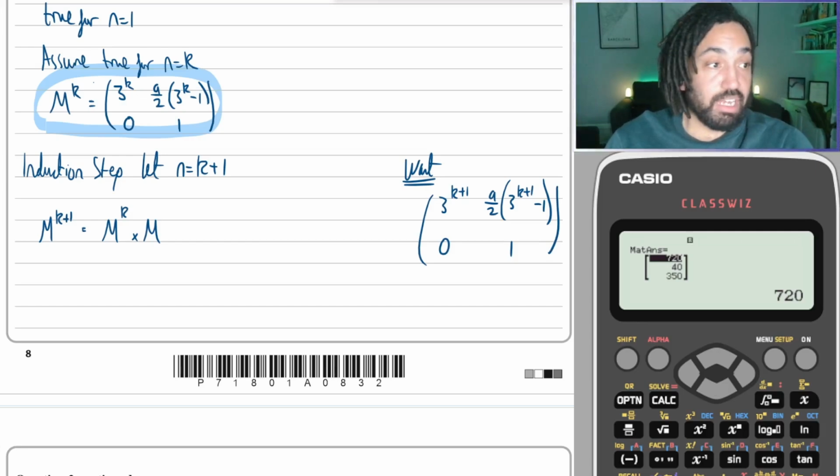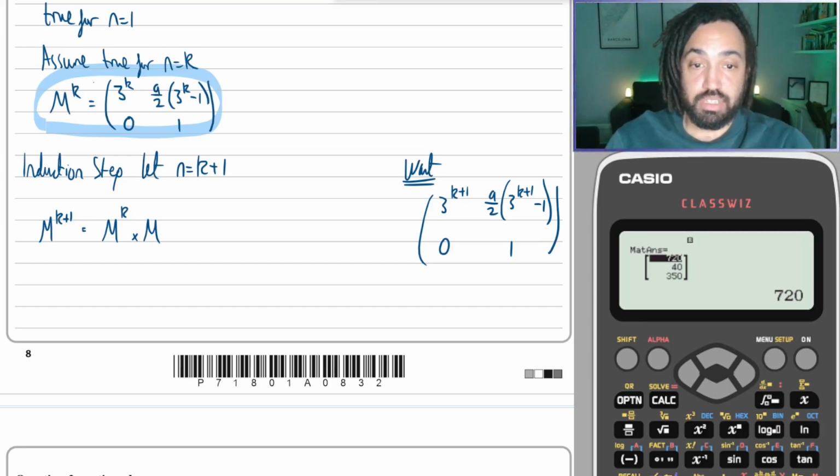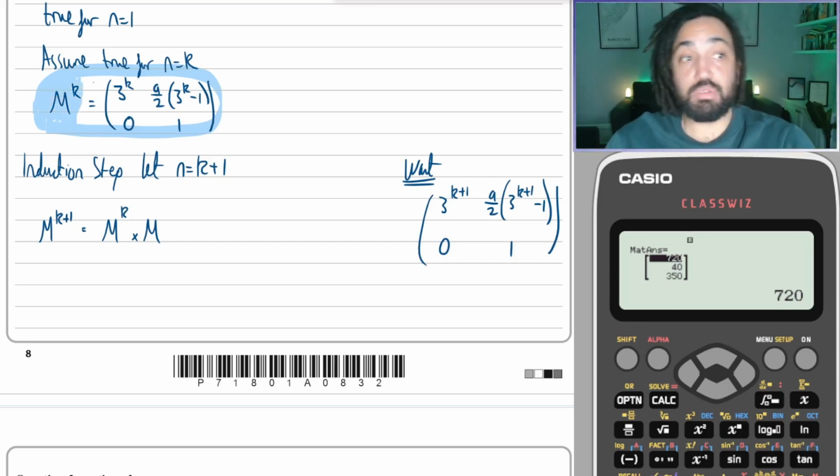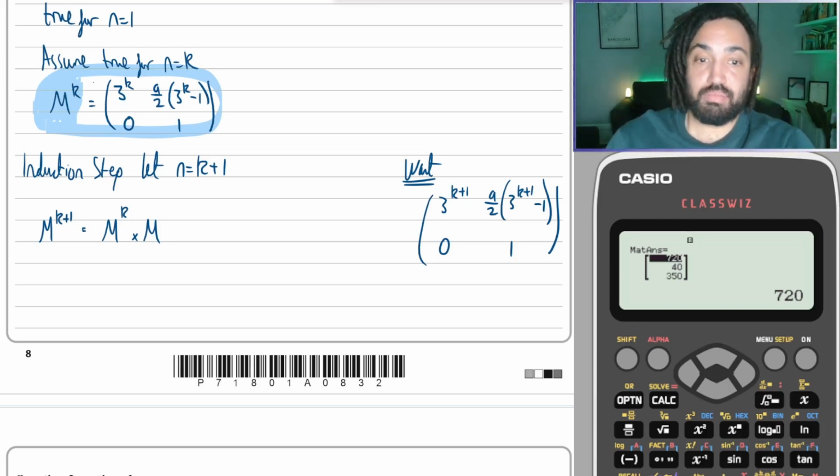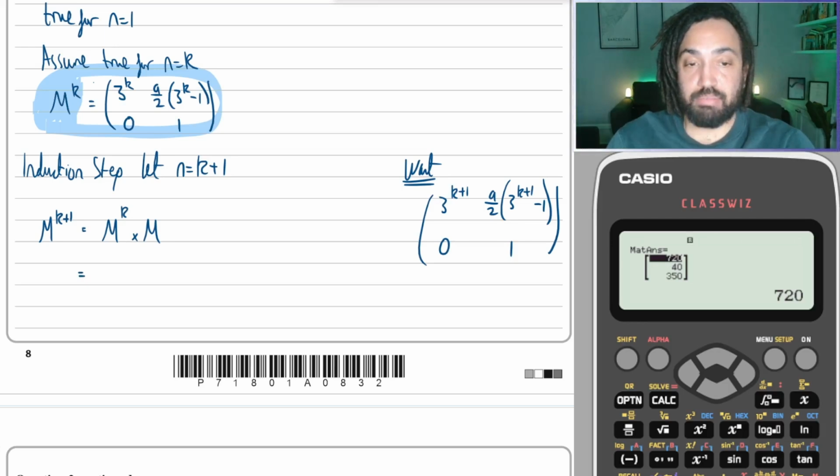Okay, and how we're going to get there is we're going to, using the assumption, which we know, M to the k, and if we multiply it by another M, then we should get M to the k plus 1.